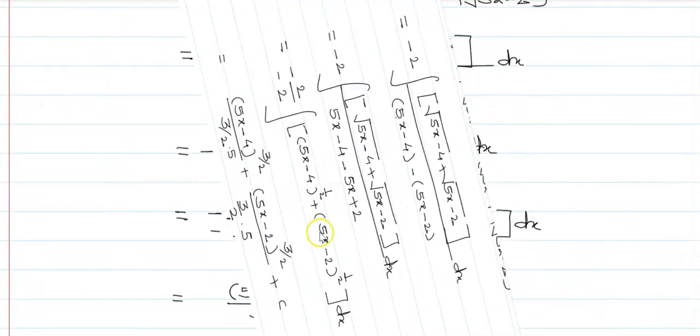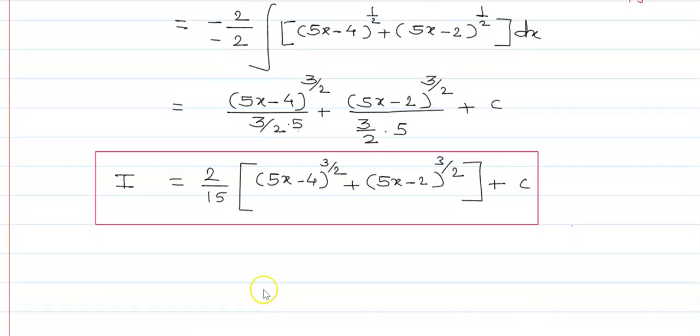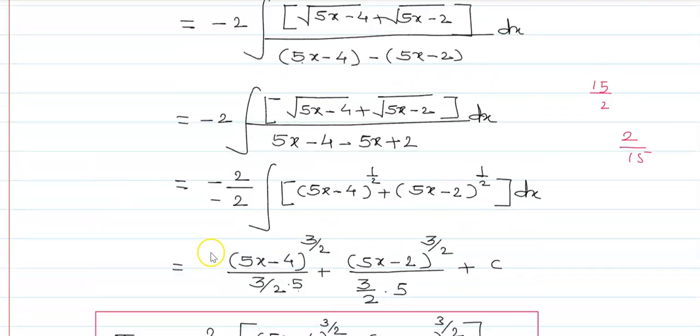Now the integral of (5x minus 4) raised to 1 upon 2 raised to 3 by 2 upon 3 by 2 into coefficient of x, which is 5. Next, what will the multiplication be? This multiplication 3 into 5, it is 15 upon 2. That is multiplied and reciprocal, so what will come? 2 upon 15, which is multiplied here, 2 upon 15. Take 2 upon 15 as a common and hence this is the answer. Now you can see it once again.